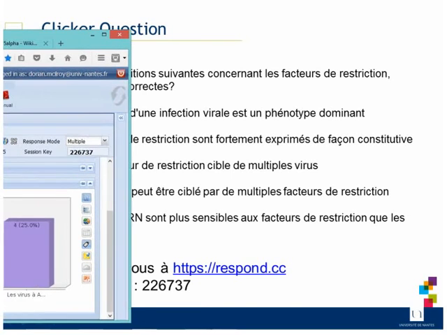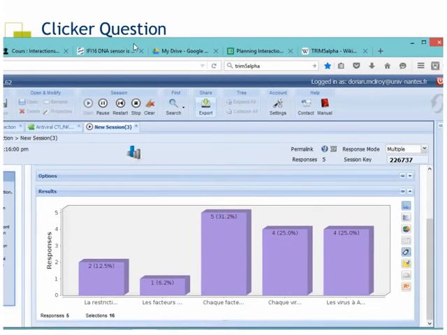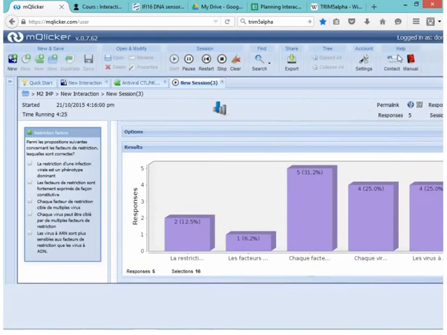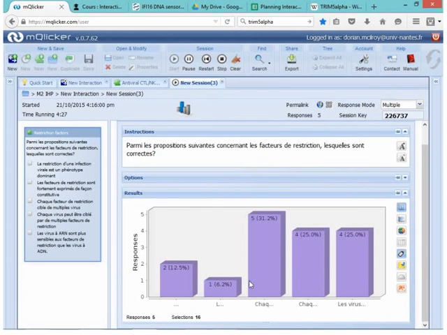Okay, I've got some answers, so let's have a look and see what you've been sending in. All right, so here's what we got. Restriction is a dominant phenotype. Only 2 people out of 5 said that. That's the correct answer. Yes. That's dominant. That's the whole basis of starting out the cloning strategy. If you fuse a non-permissive and a permissive cell, if the fusion is non-permissive, that means it's a restriction factor. It's a dominant phenotype.